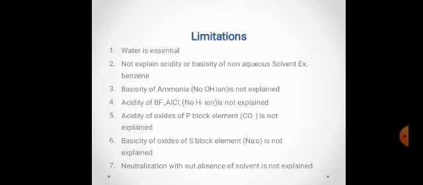Next limitation is the acidity of oxides of P block elements is not explained by Arrhenius. Next is the basicity of oxides of S block elements is not explained by Arrhenius. And the last limitation of Arrhenius theory is that neutralization in the absence of solvent is not explained by Arrhenius theory. So this is all about Arrhenius theory and its limitations.